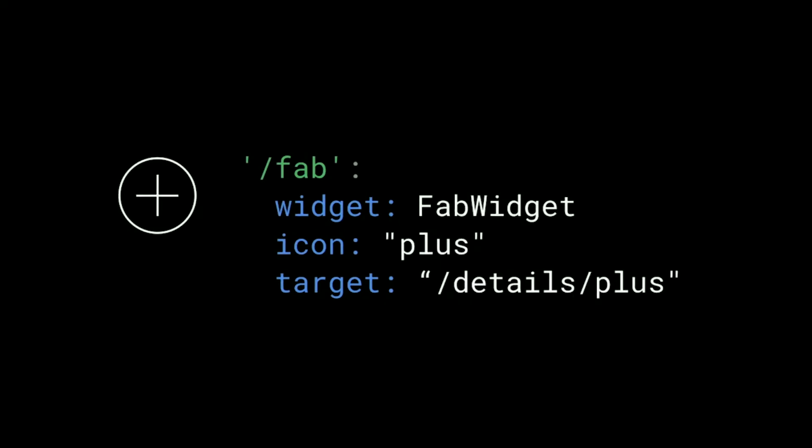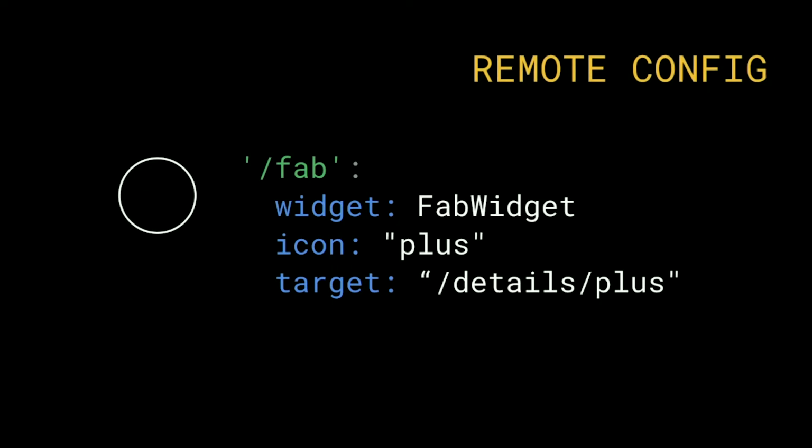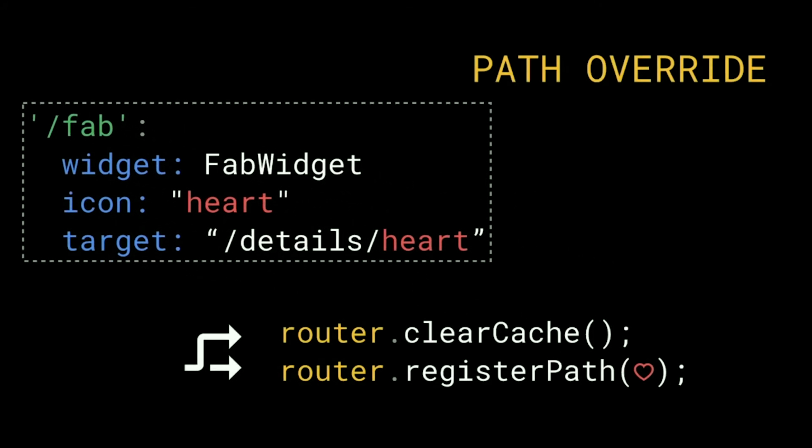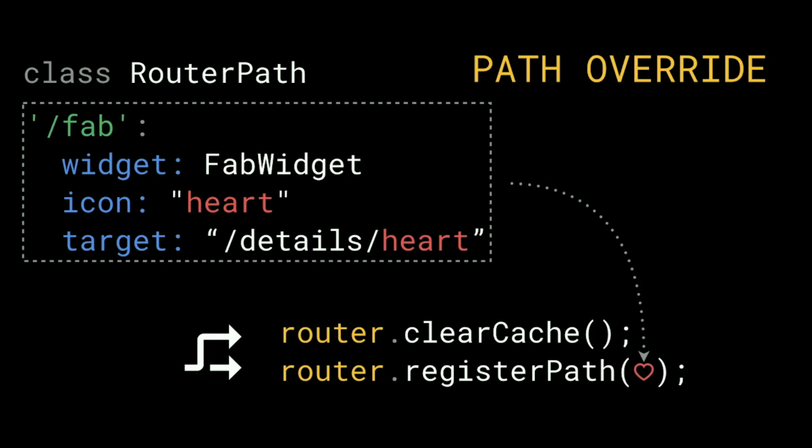And what's good about this is that it is text. You can send that text over the air, meaning Firebase. So maybe a heart icon would convert better. And you can do this while the app is running. All you need to do is turn this piece of text into a router path instance, clear the existing router cache, and re-register the path. Next time, this will be resolved to a heart icon.